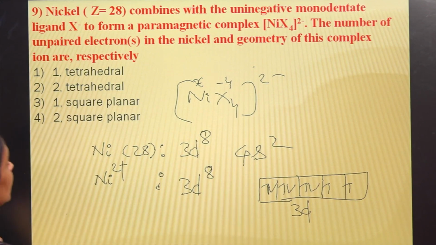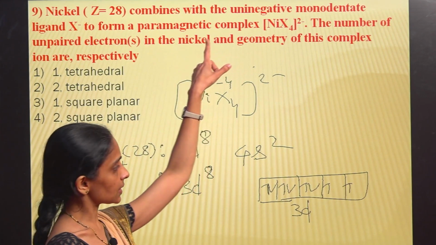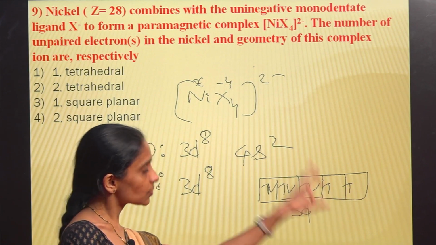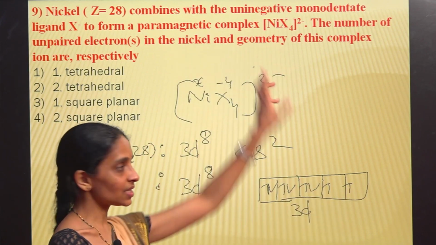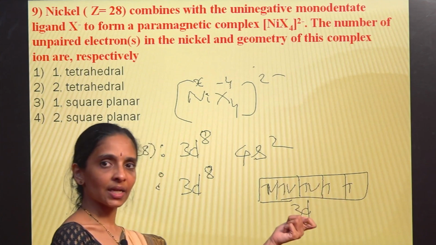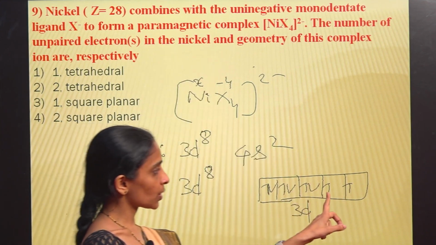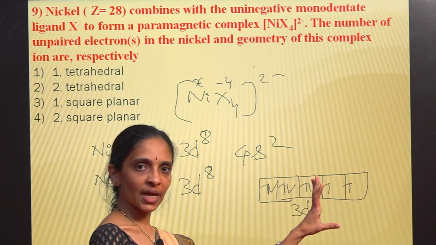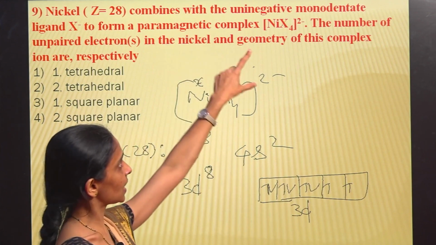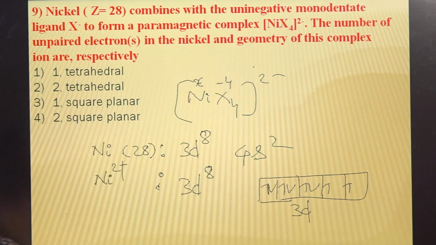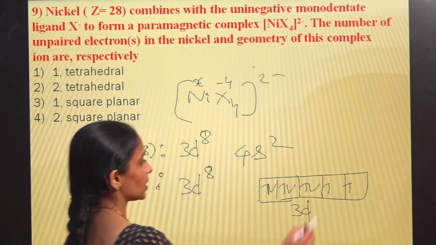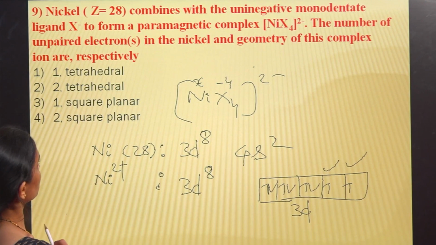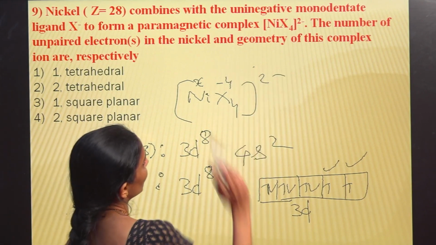Okay. It is given that the complex is paramagnetic. That means what we have written is correct. The ligand X minus doesn't bring about a pairing. Since paramagnetic is given, the configuration we wrote is correct. These 2 electrons do not pair. It is not a strong field ligand. Okay. Now how many unpaired electrons are there? It's very clear that there are 2 unpaired electrons. Okay. There are 2 unpaired electrons.